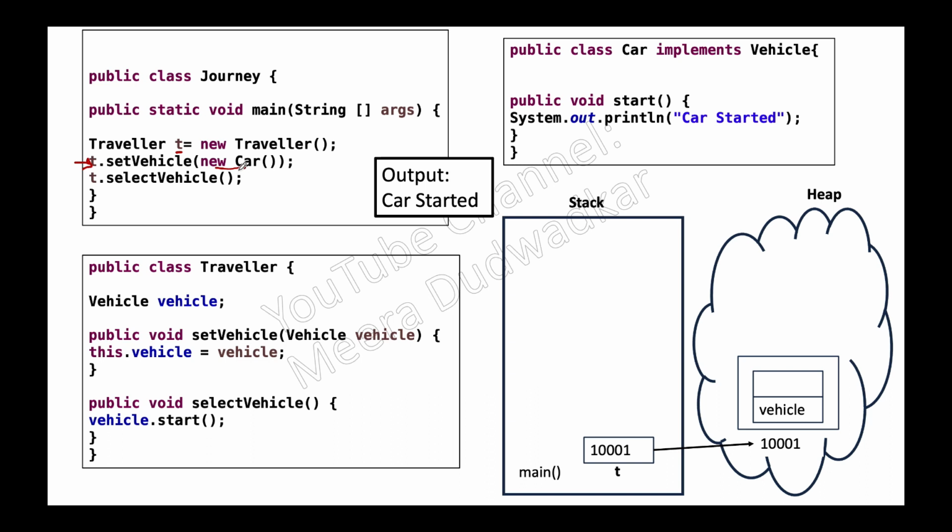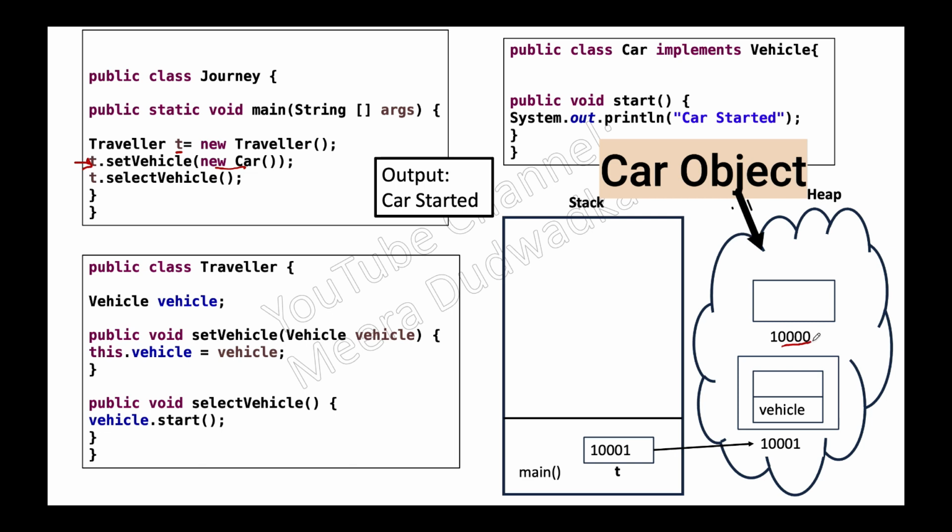Now how this might look inside the memory. As soon as a method call happens, we are passing car object. So the car object is created inside the heap memory. So here inside the heap memory, the car object is created. Now you can see the code of car object. There are no instance variables we have declared inside the car object. Hence, no memory for instance variable is allocated, but just the object is created inside the memory.